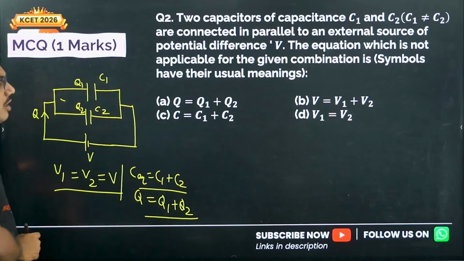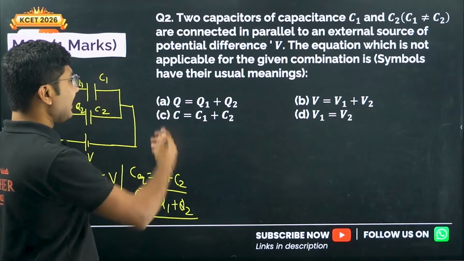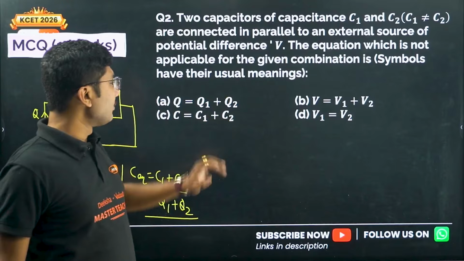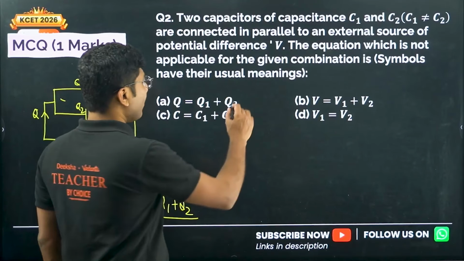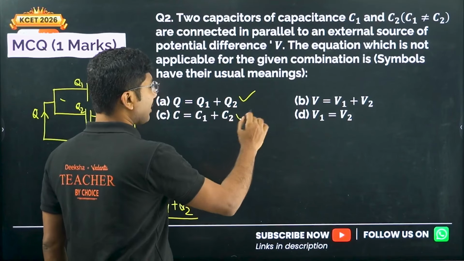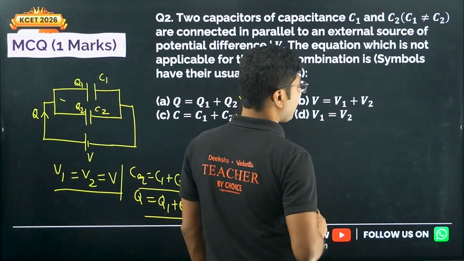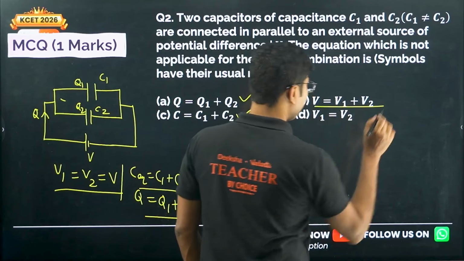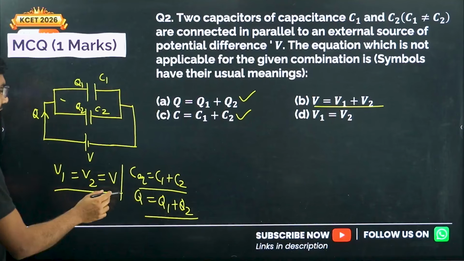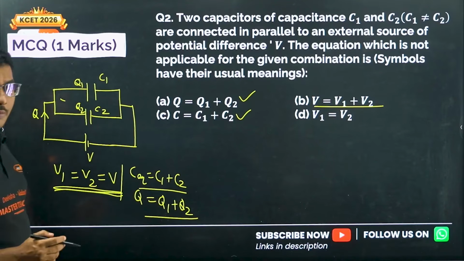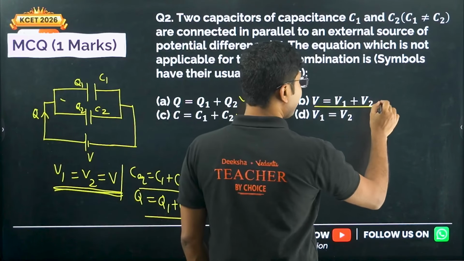Okay, so these are all the known formulas. Let's see. Q equals Q1 plus Q2, correct statement. C equals C1 plus C2, again a correct statement. V equals V1 plus V2. This statement does not match our basic concept of parallel combination, so this is the wrong statement.